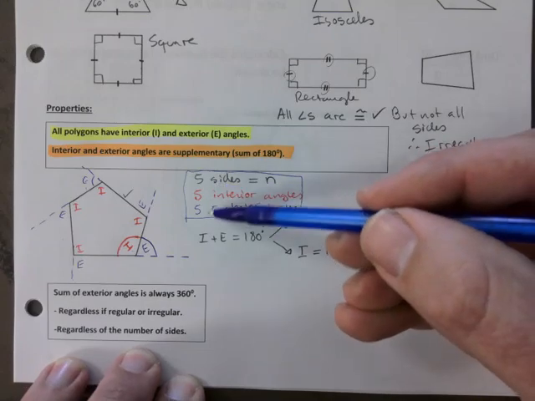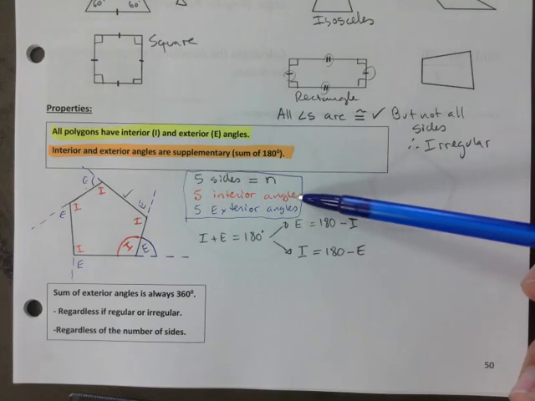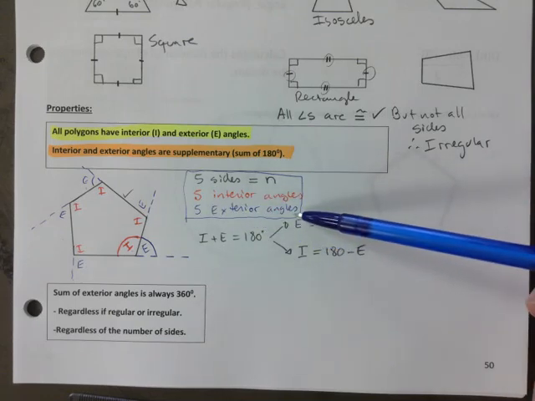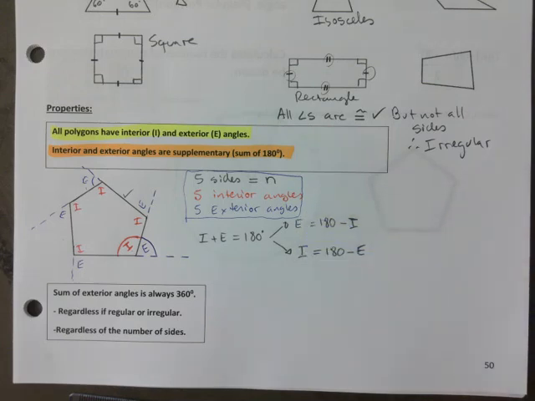So I wanted to make sure you understand the number of sides coincides with the number of interior angles, which coincides with the number of exterior angles a polygon has. And this is a very cool property right here.